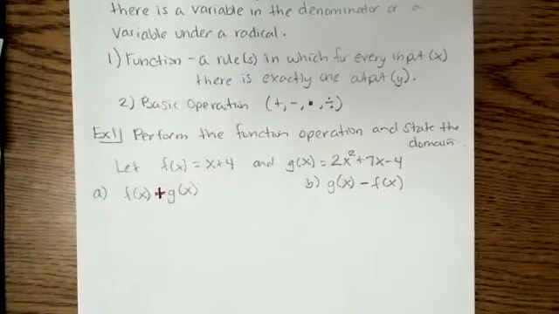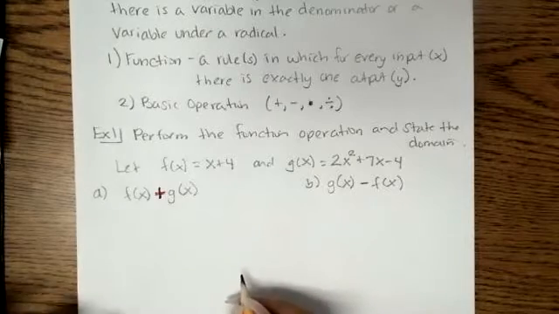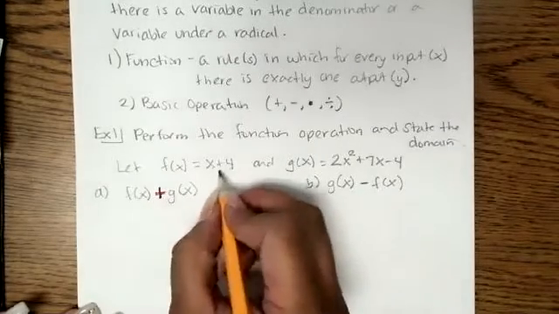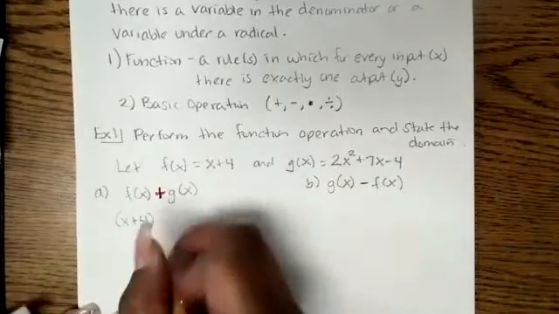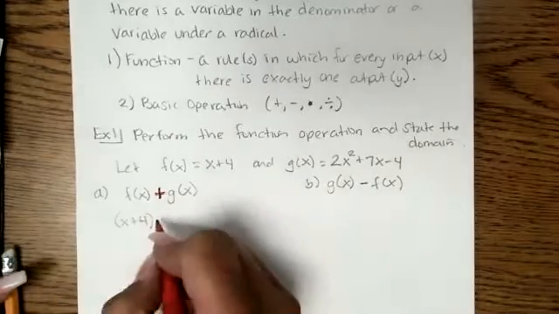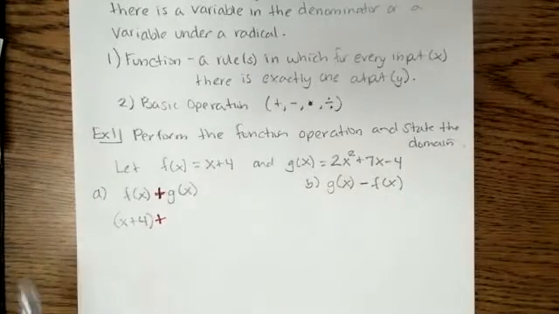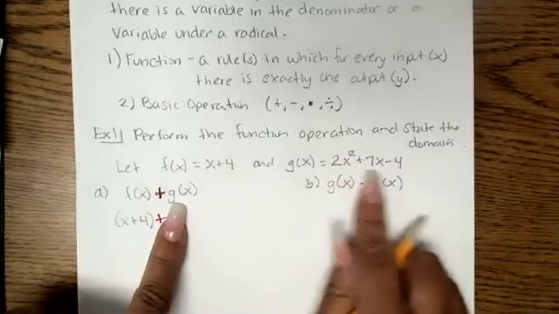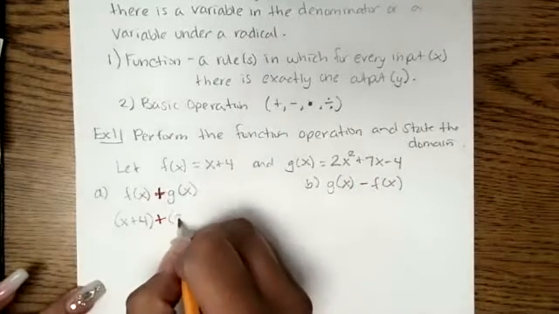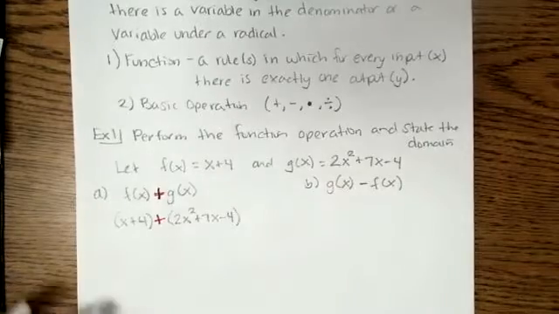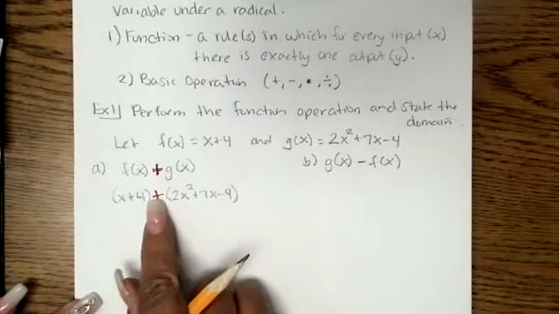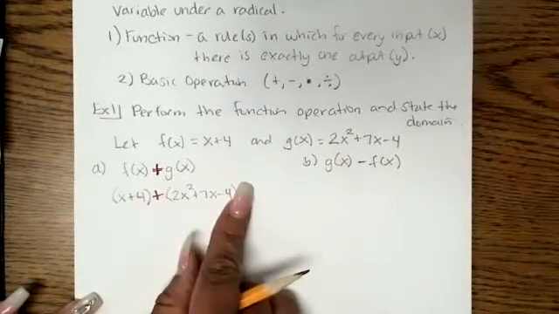Now, what you're basically going to do is substitute. So right here, f of x is going to equal x plus 4, plus in the middle. And now I'm going to plug in g of x, and g of x is equal to all this good stuff, 2x squared plus 7x minus 4. Now here, because I'm adding, I don't need to worry about distributing.